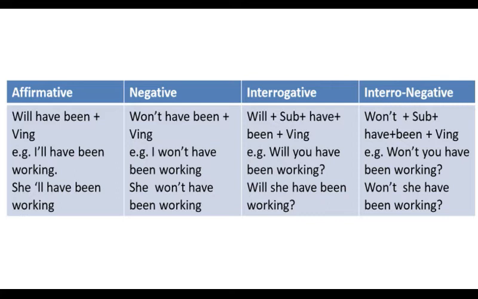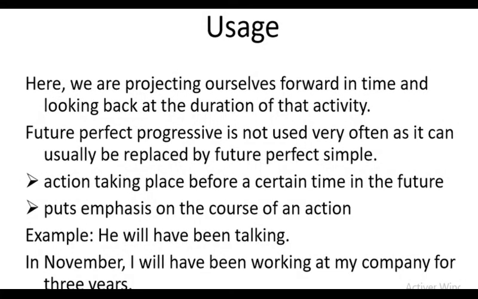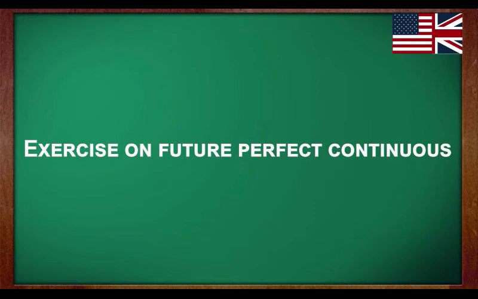Now let's see when this tense is used. Here, we are projecting ourselves forward in time and looking back at the duration of that activity. Future perfect progressive is not used very often, as it can usually be replaced by future perfect simple. It refers to action taking place before a certain time in the future, and it puts an emphasis on the course of an action. For example, he will have been talking. In November, I will have been working at my company for 3 years. Now let's do the following exercise to practice the future perfect continuous.